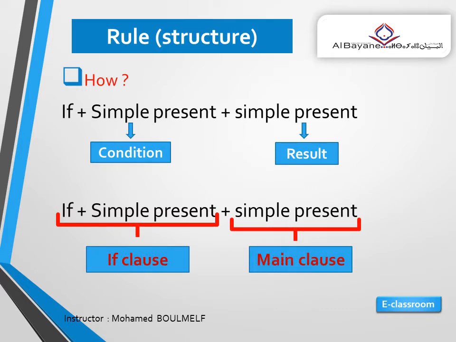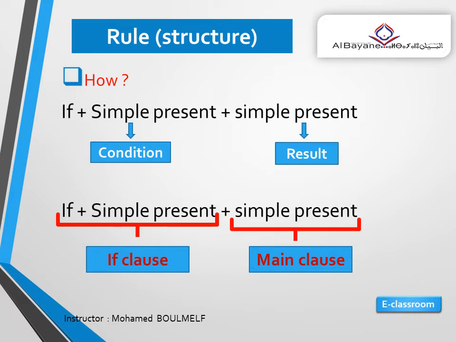Let's talk about the rule. How can we form conditional type 0? It's very easy. You need if plus simple present plus simple present. So the first action or the first sentence is the condition, and the second one is the result. So the first one, that is the condition, is always attached with if. That's why we call it the if clause. The other one is the main clause.